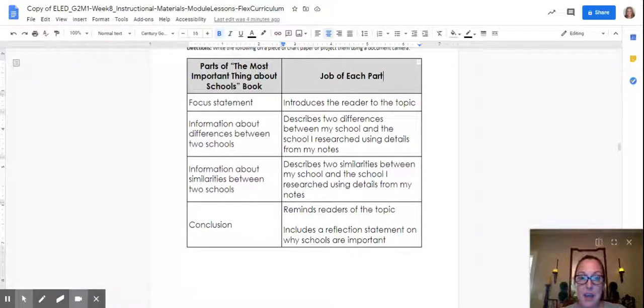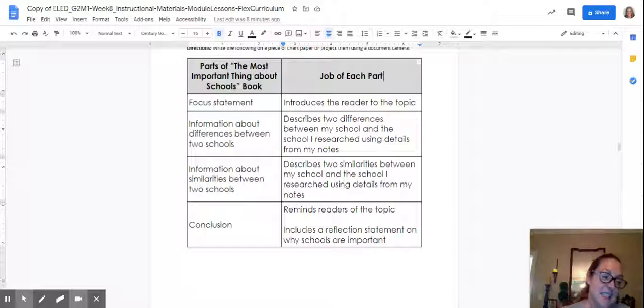Okay, so this chart right here shows that the most important thing about schools book is going to have these four parts. It's going to have a focus statement. It's going to have information about the differences between two schools. It's going to have information about similarities between two schools. And then it's going to have a conclusion. And where it says two schools, I want you thinking the doorstep school and my school. Those are the two schools.